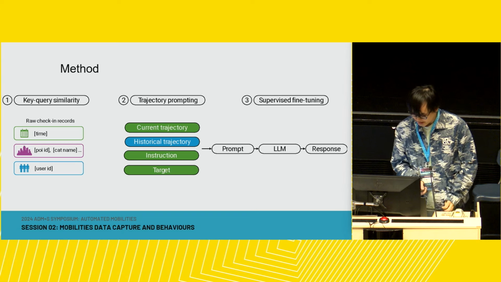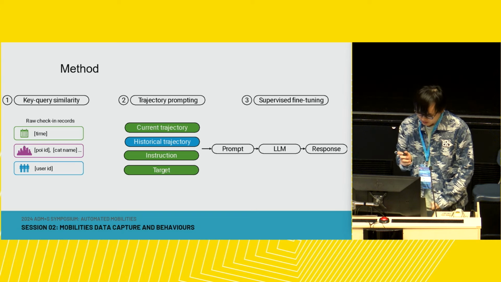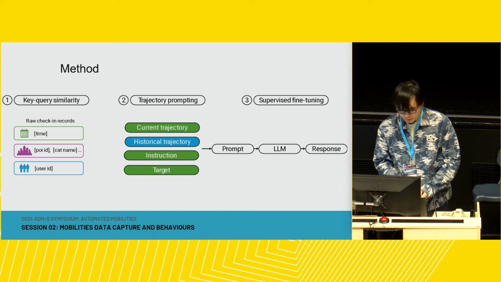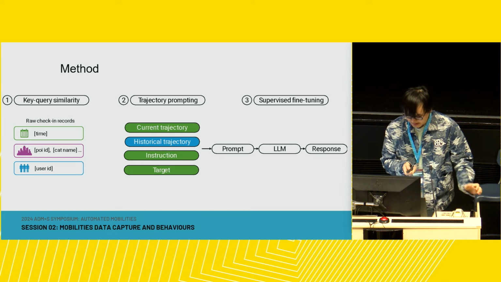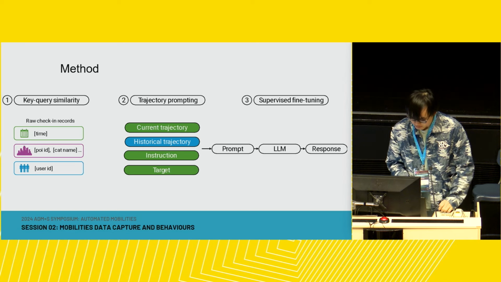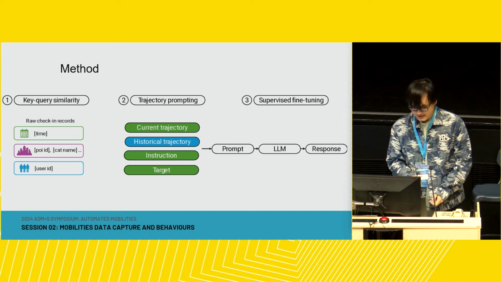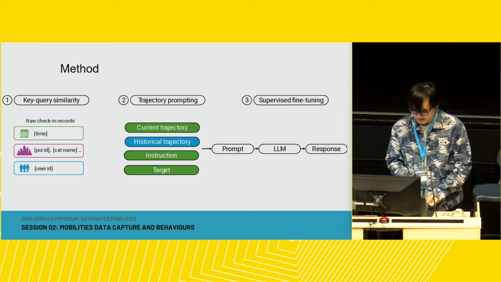We also have the instruction and target block, where we guide the model on what to focus on. The target block contains the timestamp, user ID, and POI ID for the check-in record to be predicted, which also serves as the ground truth for fine-tuning and evaluation.